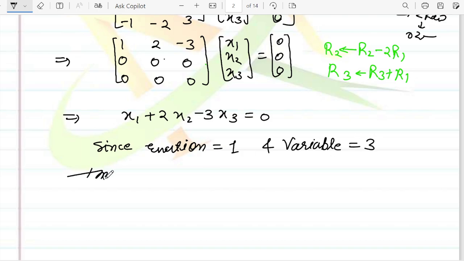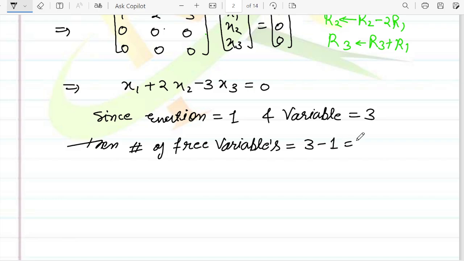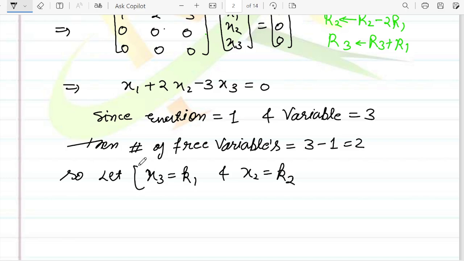Then the number of free variables, नंबर ऑफ फ्री वेरिएबल्स कितने होंगे? Number of free variables is equal to 3 minus 1 is equal to 2. So let x3 is equal to k1 and x2 is equal to k2. Right? ये हमने फ्री वेरिएबल कंसीडर कर लिया.